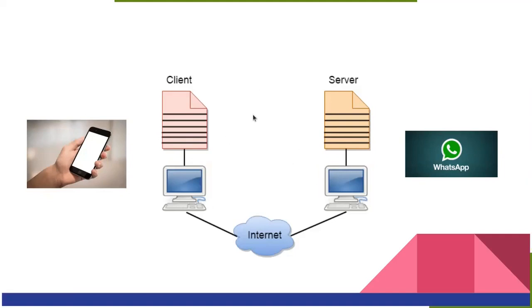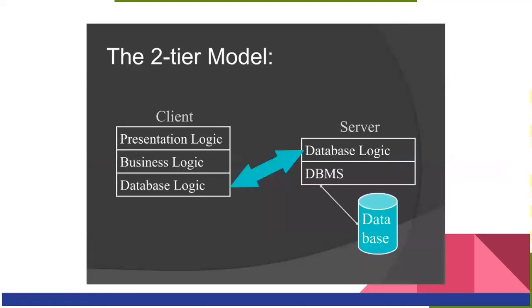Considering the client-server architecture model, we have two models. One is a two-tier architecture model and another one is a three-tier architecture model. Within the two-tier architecture model, we have one client and one server. Within the client, we have the presentation logic and the business logic, and in the server, we can have the database logic with the database server.